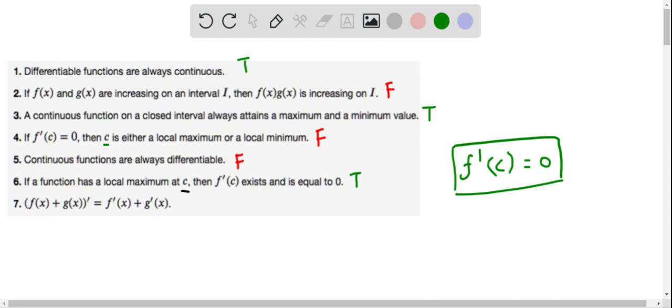Now let's consider the last statement. We have f of x plus g of x and we find its derivative, and this equals f prime of x plus g prime of x. This is true by the algebra of derivatives of two functions. That is, if we find the derivative of the sum of two functions, this equals the sum of the derivatives of each function. So this is true.